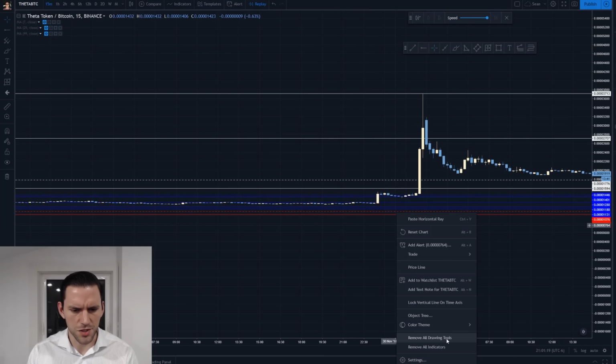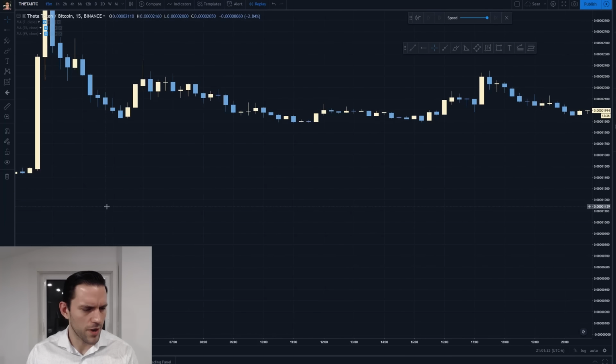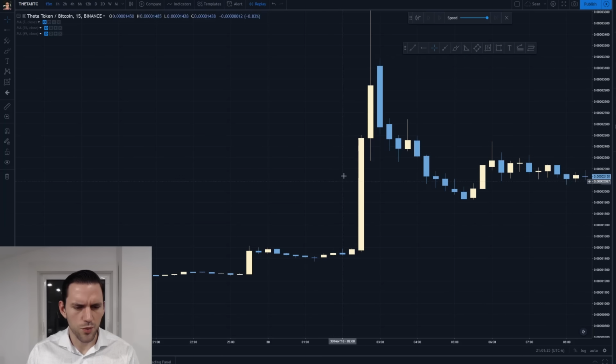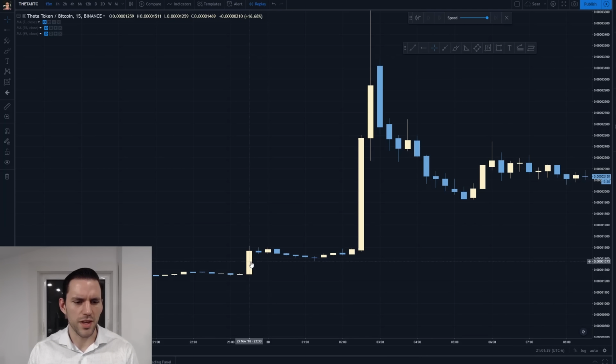Let's clear this. It's just too crazy for me. Remove all drawing tools. That's okay, we can redraw what we need. And really, it just has so much volume. I'm assuming at this point, a coin that's making 80% or 60% and has a clear target to make another 50 or 60% is kind of a no-brainer.